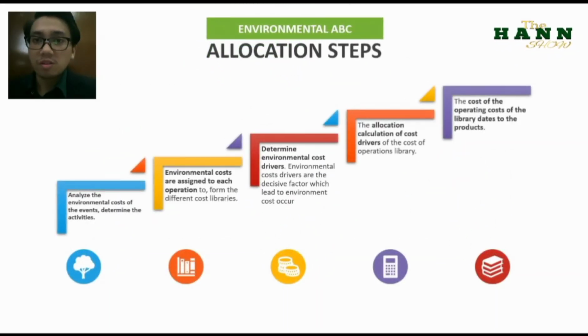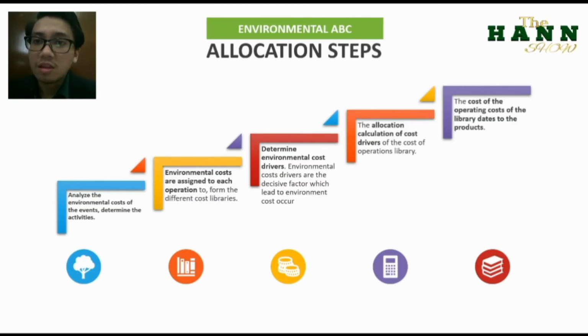There are 5 steps of ABC. The first one is to analyze the environmental cost of the events, determine the activities. Operation is the main consumption of the environmental resources, which can reflect the consumption of resources and decompose environmental cost to each activity cost base. And the second step is environmental costs are assigned to each operation to form the different cost libraries.